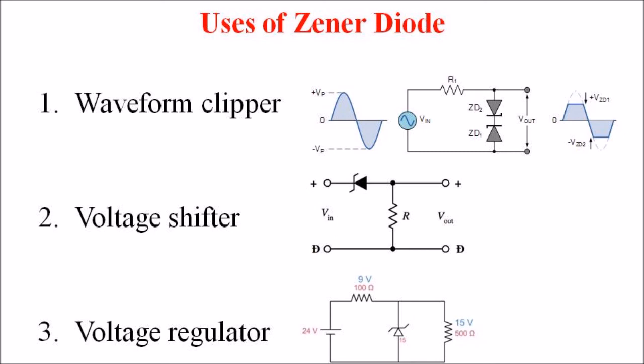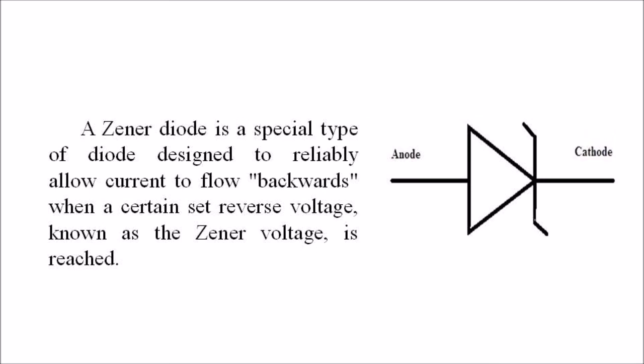Another application is a Zener diode voltage regulator. A Zener diode can be applied in a voltage regulator circuit to regulate the voltage applied to a load, such as a linear regulator. So my dear students, in this lecture we had introduced the concept of a Zener diode.